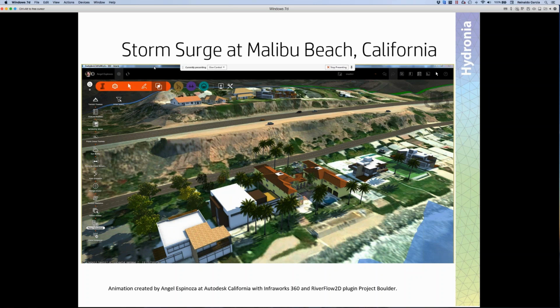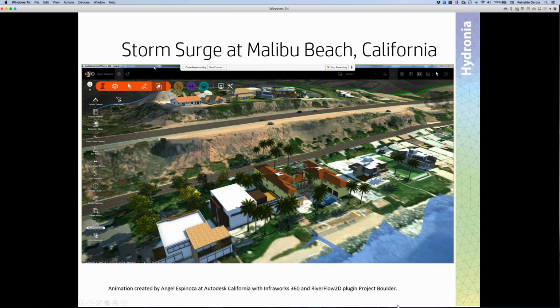But so far, at this point, you can download the program, and you will be able to create examples exactly as the one I'm showing now here, that was kindly offered by Angel. And so this is an animation. This is Malibu Beach. InfraWorks is very efficient in representing the three-dimensional view. It is very realistic. And you have the sea here. It's fully integrated with Riverflow 2D.